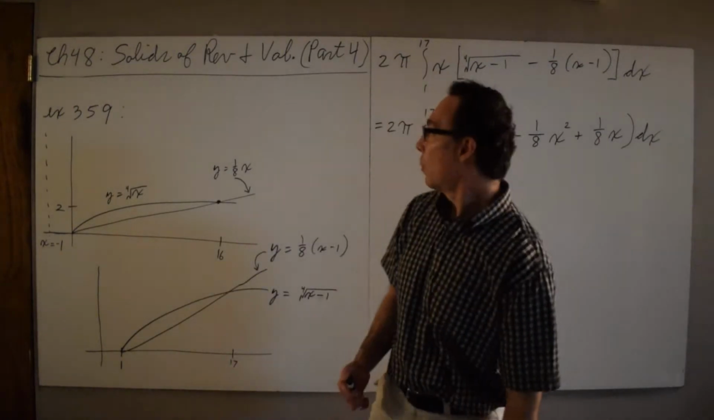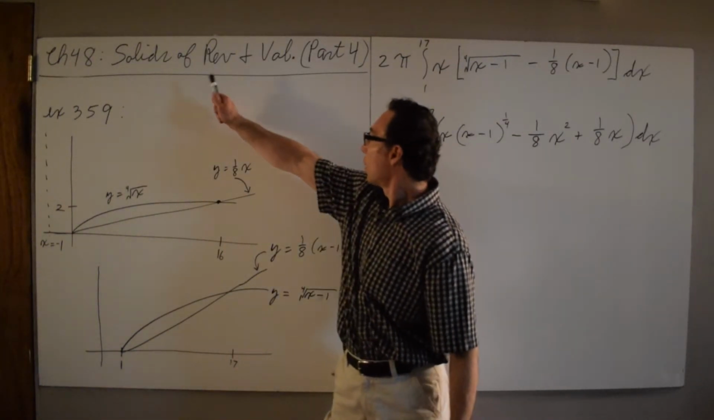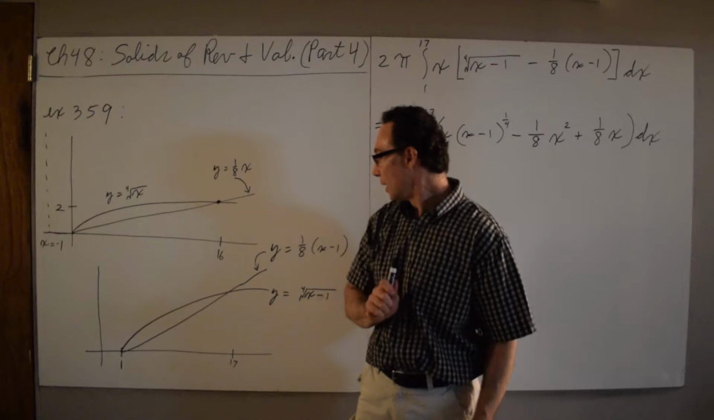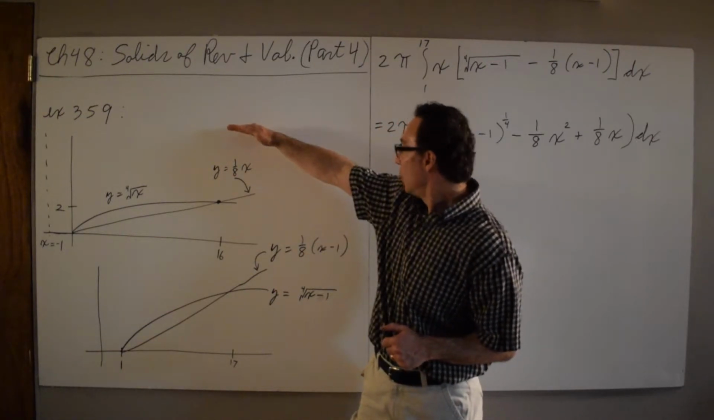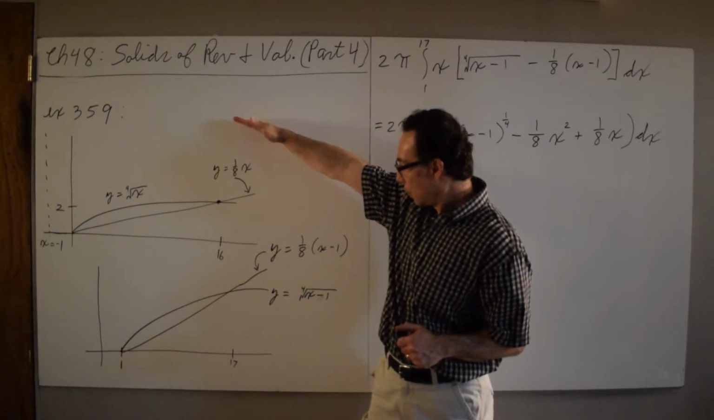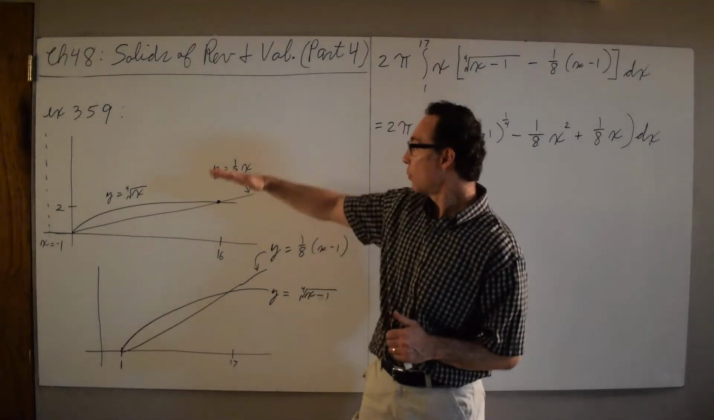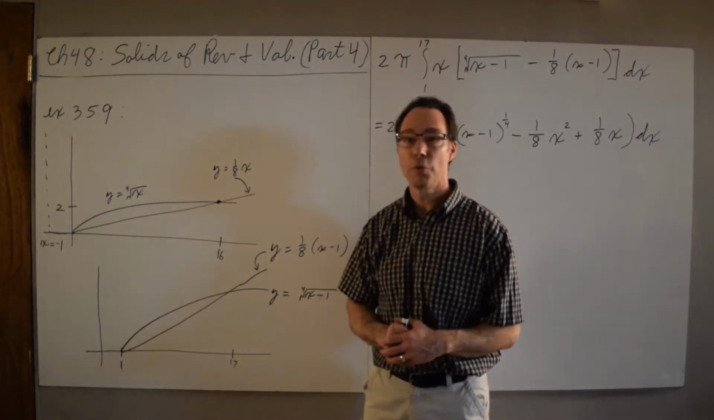This is the fourth video on chapter 48, Solids of Revolution in Volume. And we are going to do example 359. We're going to do part D. So this will be the final part of example 359.